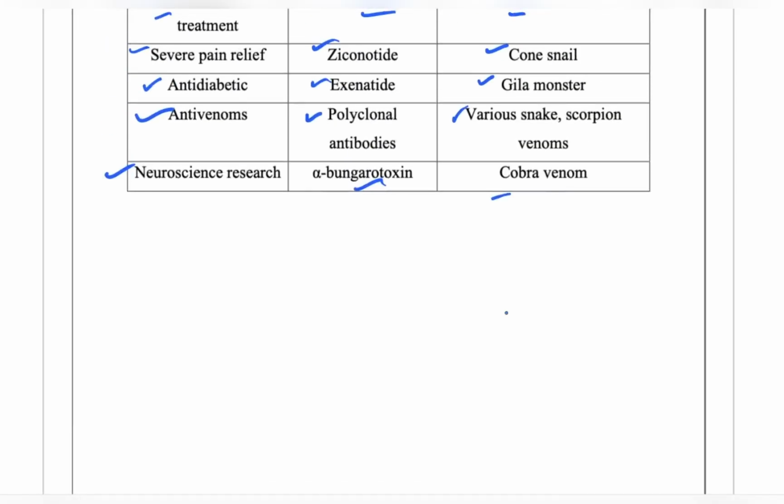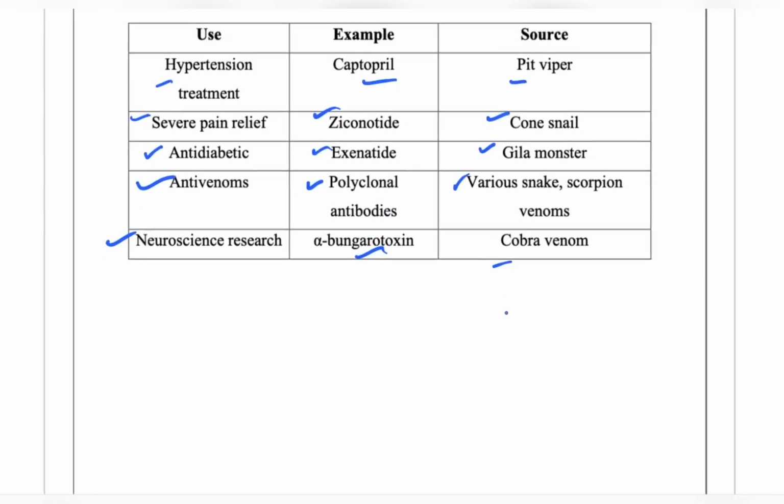So this was all about the venom and basically animal poison, their uses and classification.